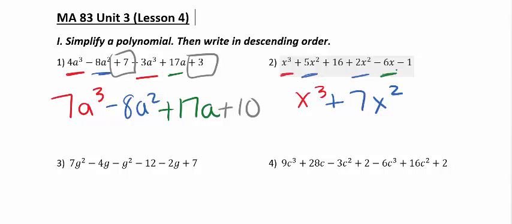Then we have our x terms. Negative 6x doesn't have anyone to combine with, so we'll just bring him down. And then we can combine the constants together. 16 minus 1 is 15.